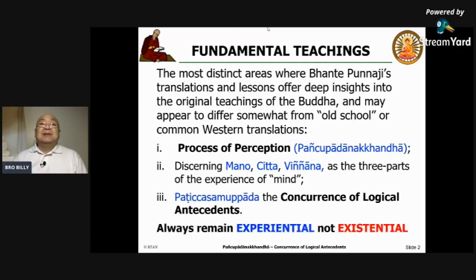Most importantly, Bhante has always taught us to remain experiential and not existential in the way we examine the teachings of the Buddha. The only way to truly understand deeply the original teachings of the Buddha is to examine them from an experiential perspective. Today I'm going to share precisely what I mean by that, because it is very important when we see, hear, smell, taste, or touch something. It is important to apply this experiential mindset to examine how that process is happening.